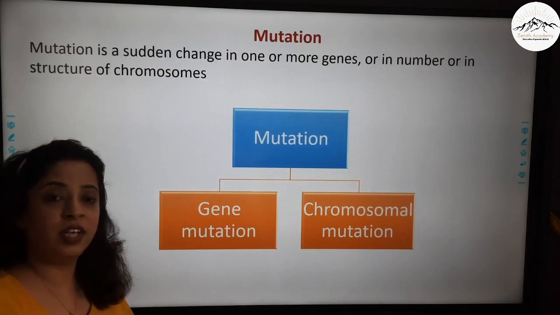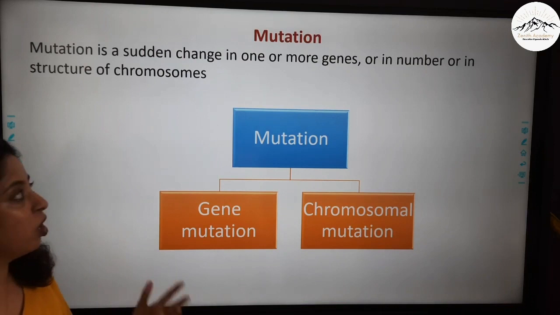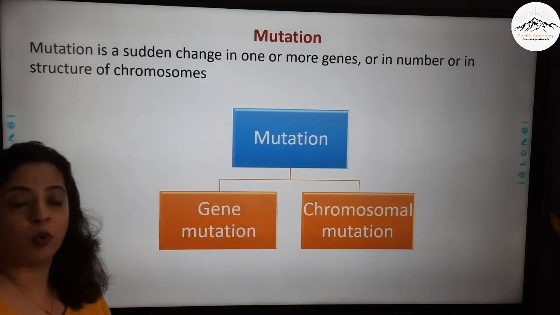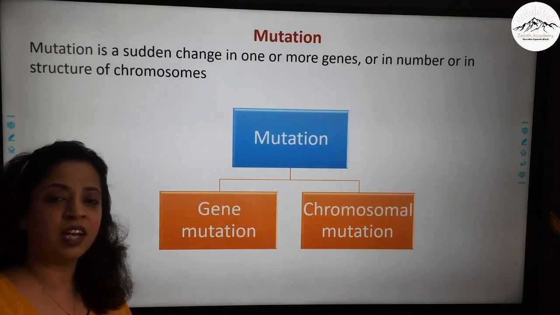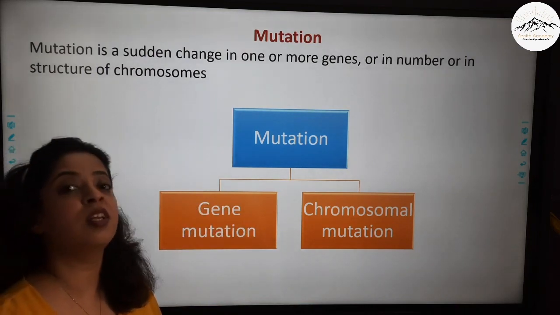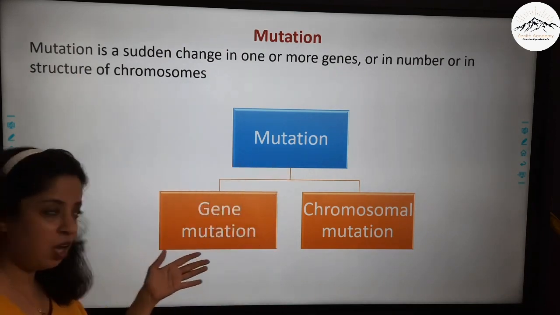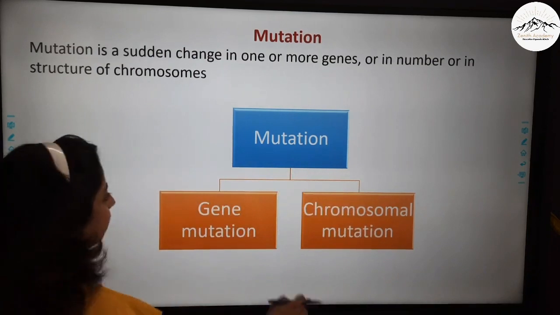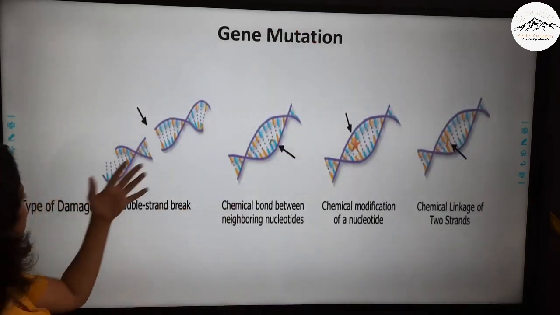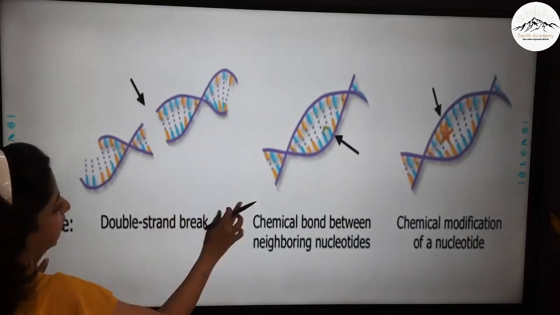Now let us read what is mutation. Mutation is a sudden change in one or more genes or in the number or structure of chromosomes. So either there is a defect in a gene, or a defect in a chromosome, or a change in the number of chromosomes. So mutations are of 2 types, gene mutation and chromosomal mutation. Here in gene mutation you can see there are different types of damages. Here you can see the double strand breaks.